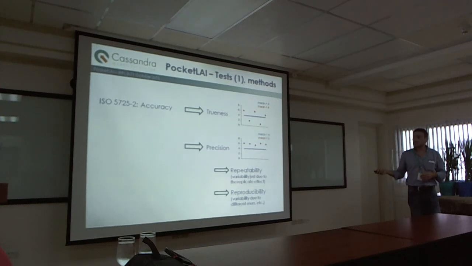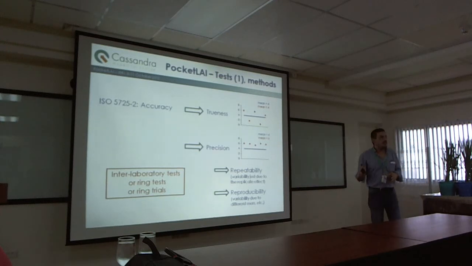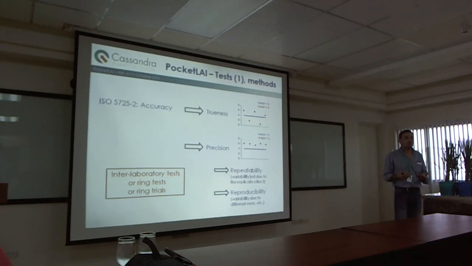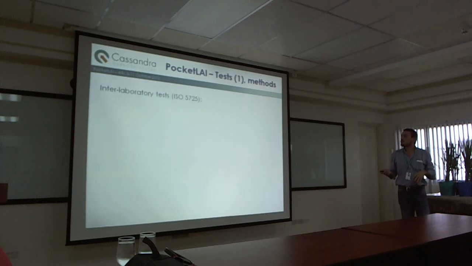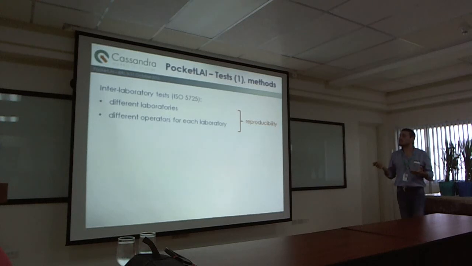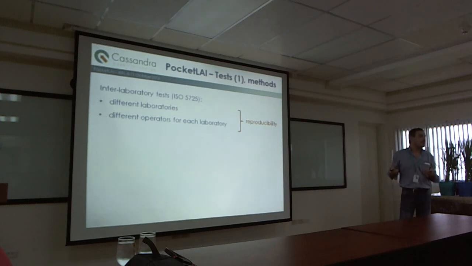Is this clear? Yeah. Okay. Usually, these studies are performed within interlaboratory tests, which are also named ring tests or ring trials. This means that many labs are involved in this validation. When in chemistry they have to validate a new method, many labs are involved in this process. So, different laboratories and different operators for each laboratory. This leads to estimating the reproducibility of the method.